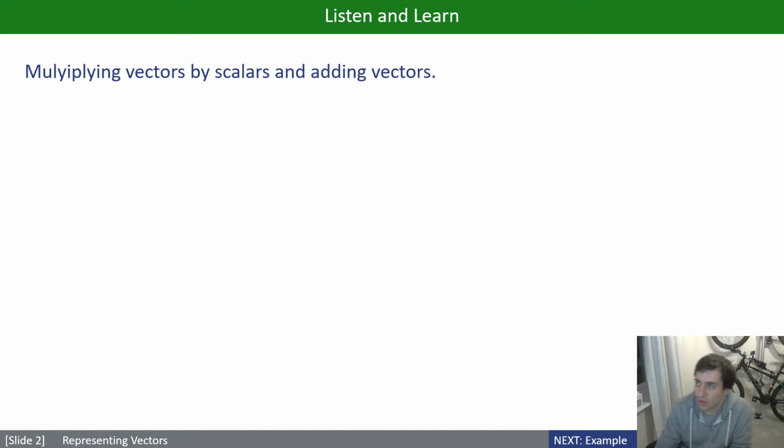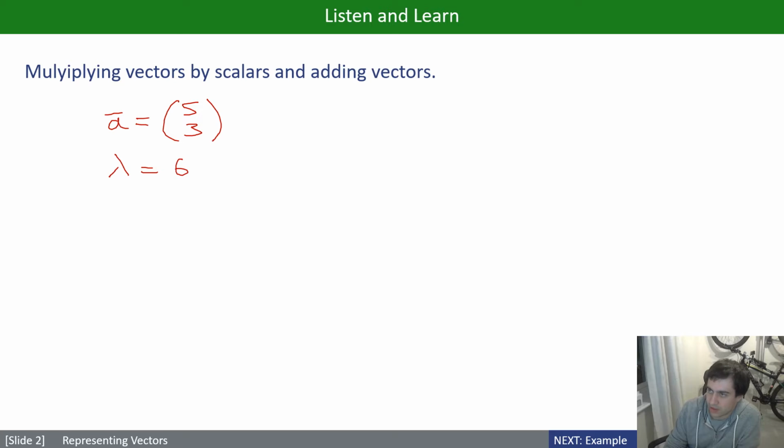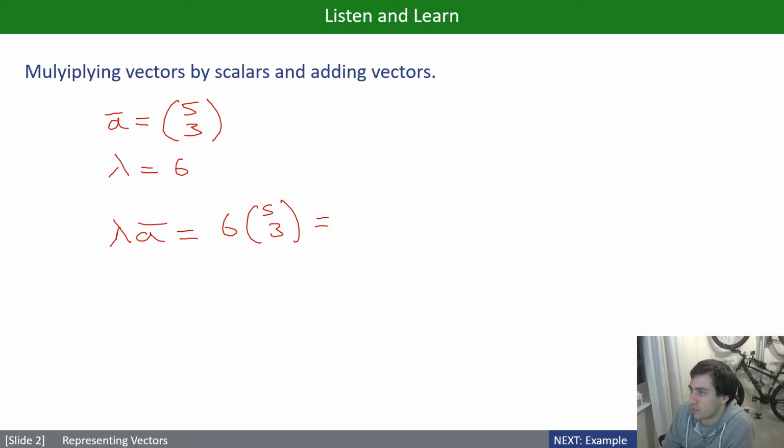So the easiest way is with an example. Let's make something up. Let's say I've got the vector A and it's (5, 3). I've written it as a column vector, 2-dimensional, and let's say I have a scalar, let's call it lambda, and let's say it's 6. Then I could ask the question, what is lambda times A? Obviously I don't need the times sign, I'll just put them next to each other. So lambda A, or in other words, what is 6 times (5, 3)? And it's as intuitive as you think it is. You just multiply every element of the vector by the scalar. So 5 times 6 is 30, 3 times 6 is 18.